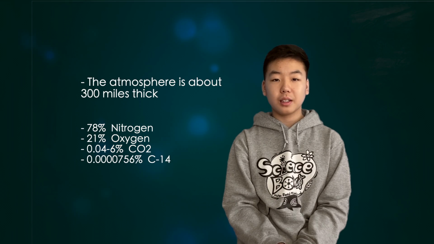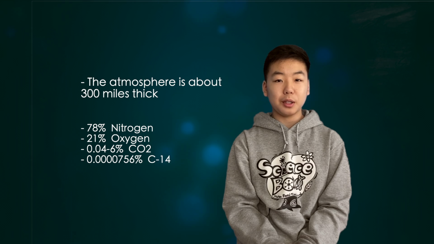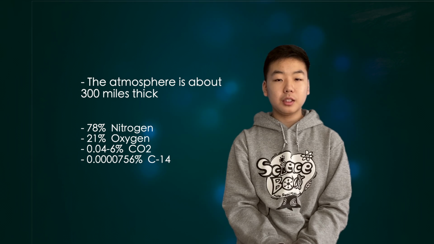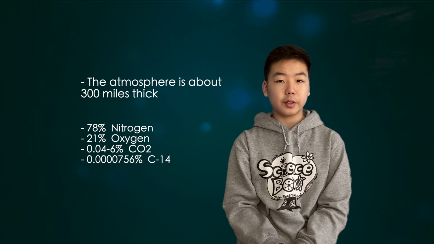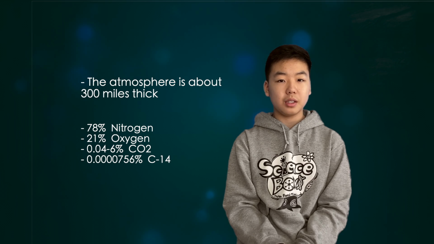Carbon dating, also known as radiocarbon dating, is a common method that many scientists use to find out how old fossils are. The concept behind carbon dating is relatively simple. Although there is no clear border, Earth's atmosphere is about 300 miles thick. Most of it is made of nitrogen, which makes up about 78% of the atmosphere. 21% is made up of oxygen, and carbon dioxide makes up about 0.04 to 0.06%.